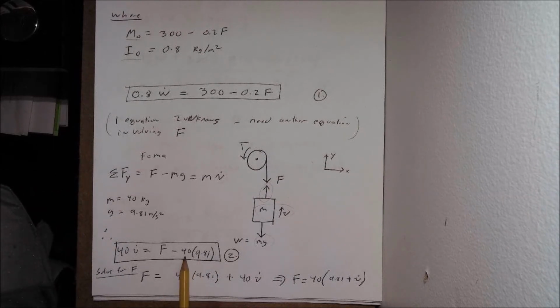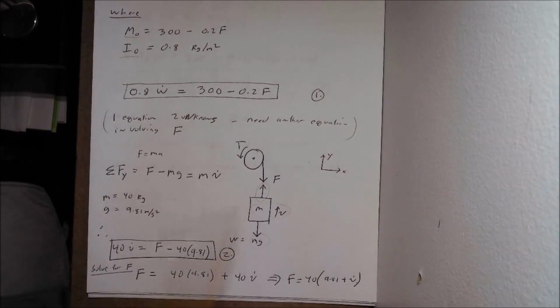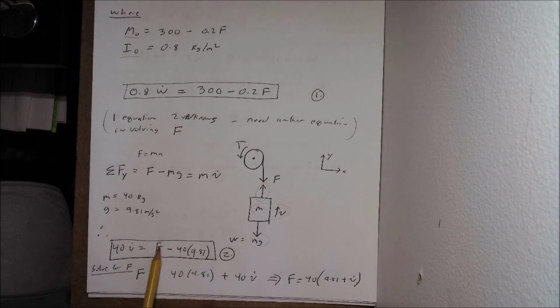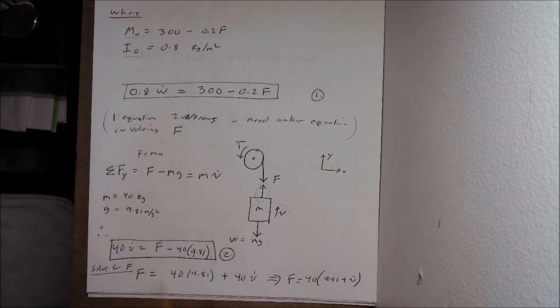So weight is 40 kilograms, acceleration due to gravity, 9.81 meters per second squared. Plug that in, and now I have a new equation here I'm going to call equation 2, based off of my free body diagram for summation of forces in my y direction. Now from this, we realized the whole purpose of this was to get an expression for F to plug back into our equation 1 up here, so I can rearrange equation 2 and solve it for F.